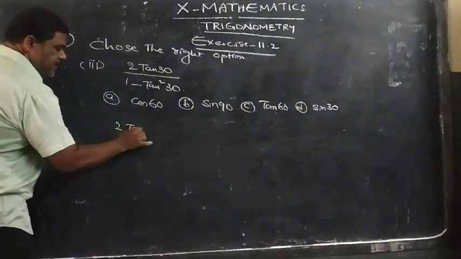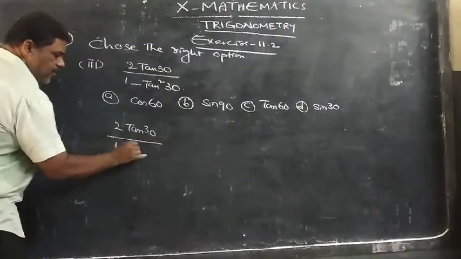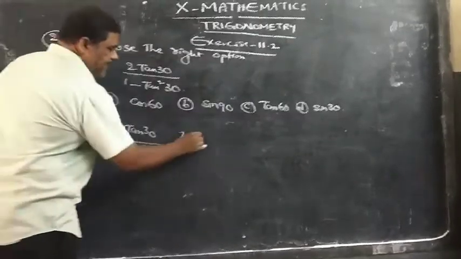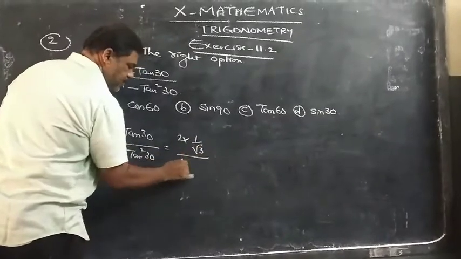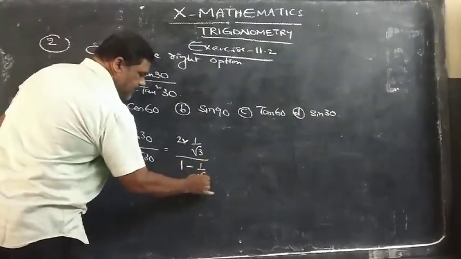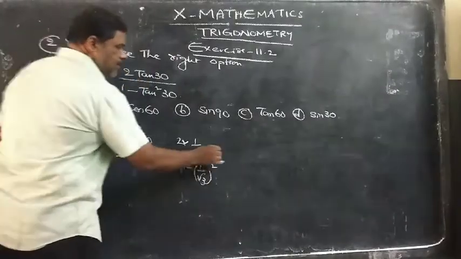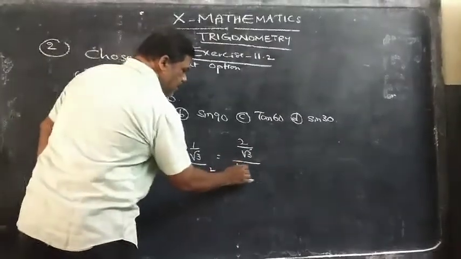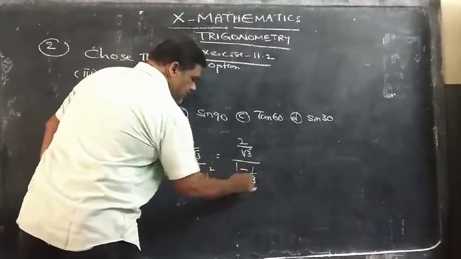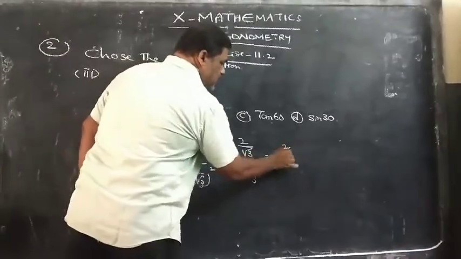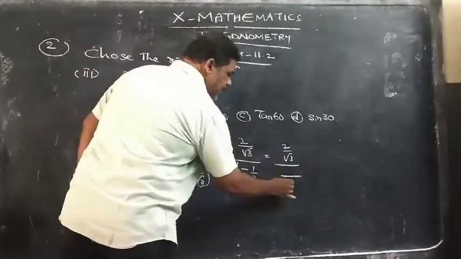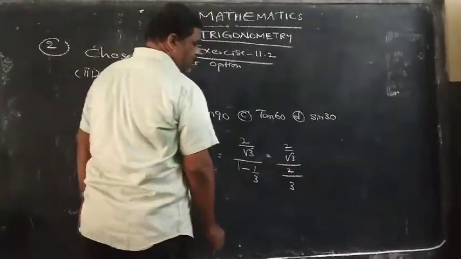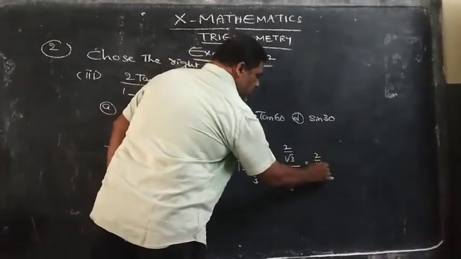So 2 tan 30 degrees by 1 minus tan square 30 degrees. Tan 30 degrees value is 1 by root 3. Tan square 30 degrees means 1 by root 3 whole square. So numerator is 2 into 1 by root 3, which is 2 by root 3. Denominator, 1 by root 3 whole square is 1 by 3. So it is 2 by root 3. Here in the denominator LCM is 3. 3 into 1, 3 minus 1, it will become 2 by 3.